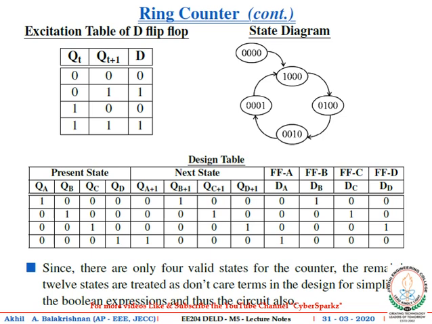Once you have completed the present state and next state, you have to obtain the input of each flip-flop by comparing the present state and next state of the corresponding flip-flop and using the excitation table. Here you have to note that there are only 4 valid states and the remaining 12 states are invalid. So at the time of K-map simplification, we have to treat these 12 invalid states as don't care terms.